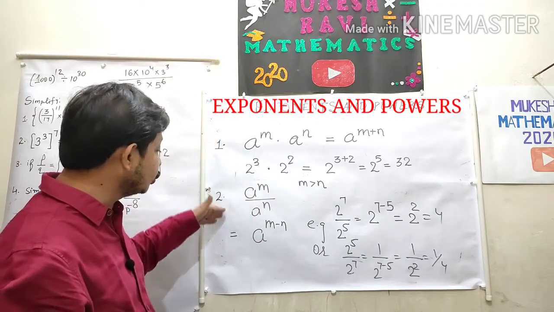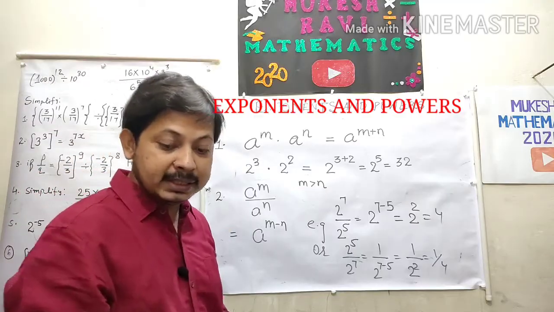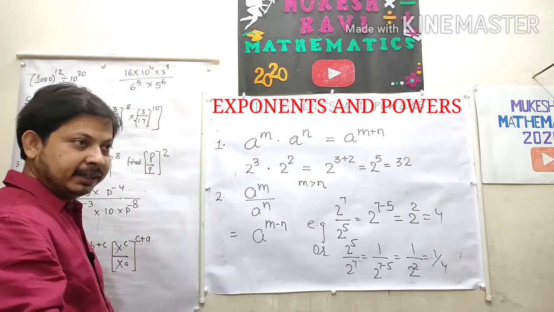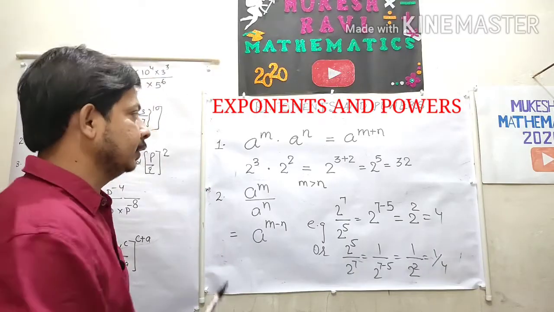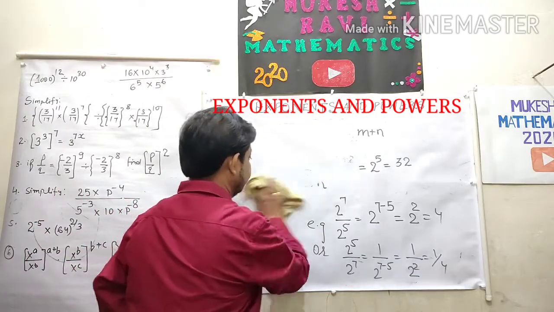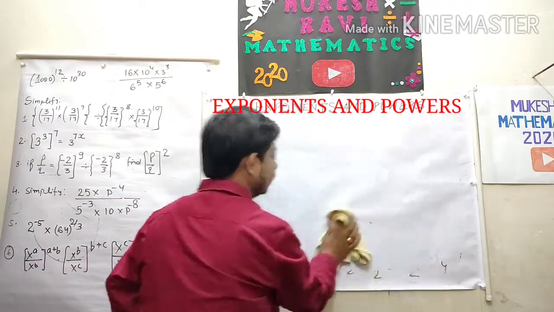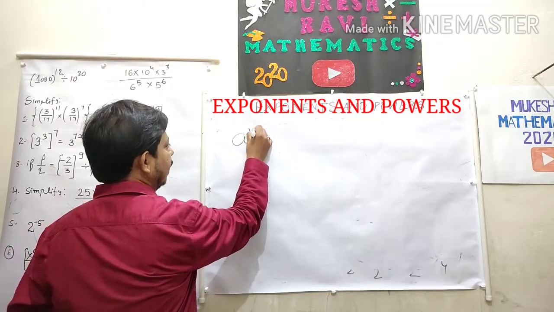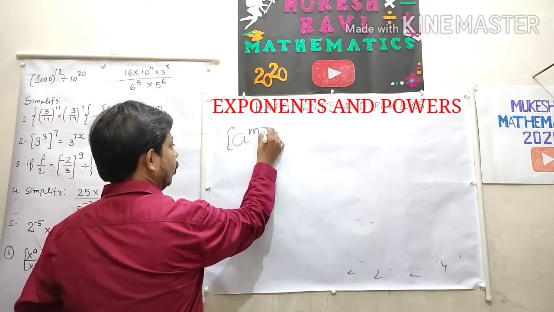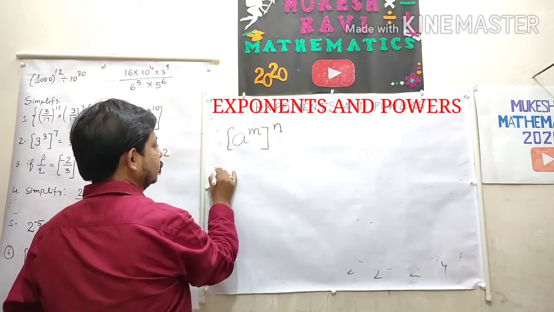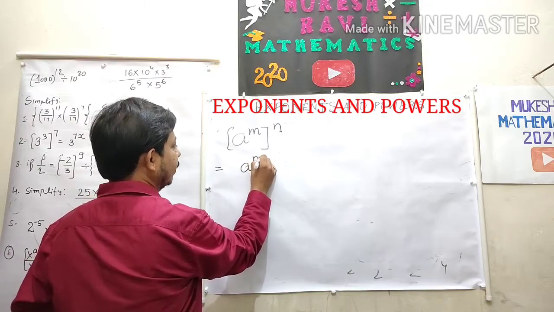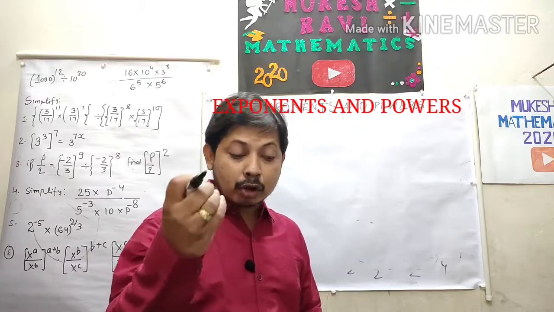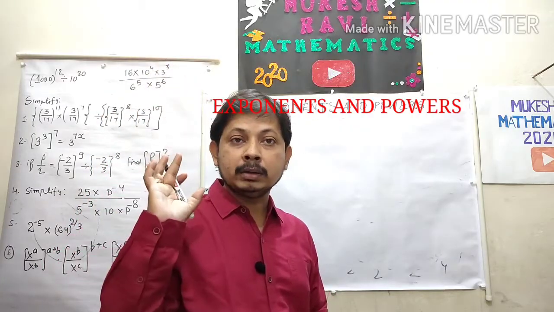So these are the first two rules about the power. When the base is the same, powers should be added or subtracted respectively in multiplication and division. Now the third one. The third one is, if we have written a to the power m to the power n, simply we can write a to the power m and n multiplied, m into n. These are the short notes about the power.